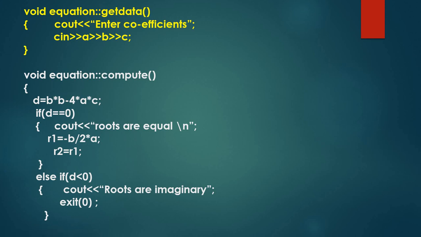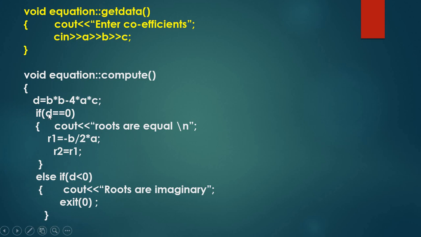According to the value of the determinant, the formula changes. So first we have to find the determinant. What is the equation for finding the determinant? D is equal to b square minus 4ac. In C++, b square means b into b, and 4ac means 4 into a into c. We can write it as D is equal to B star B minus 4 into A into C. That is B square minus 4ac.